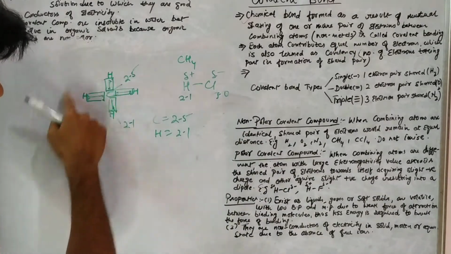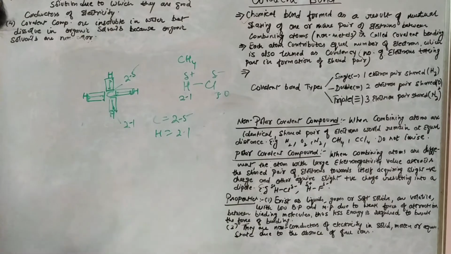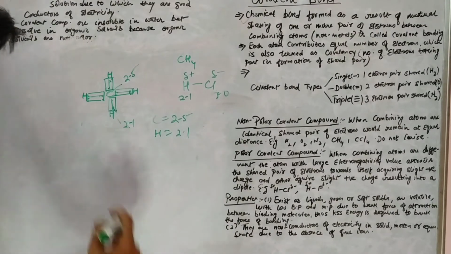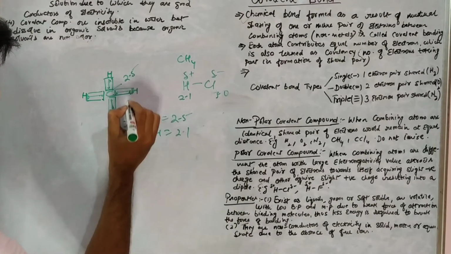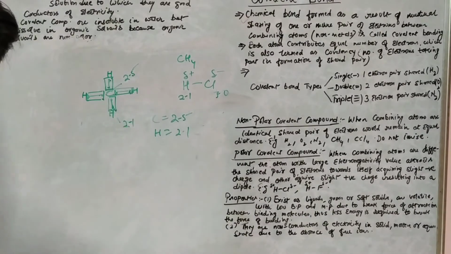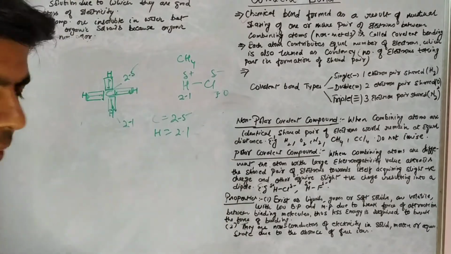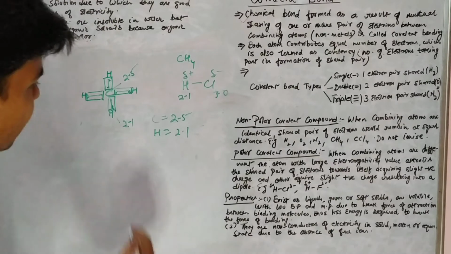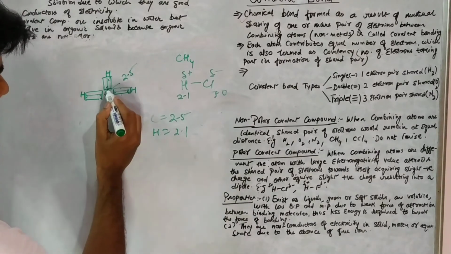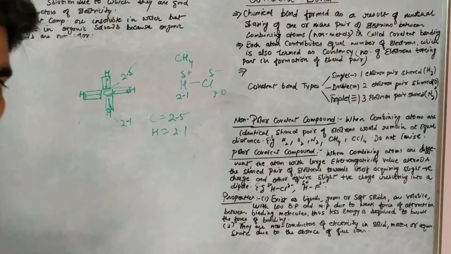But in the case of methane, the electronegativity difference between carbon and hydrogen is very low, right. Since the electronegativity difference is very low, the shared pair of electrons was not displaced towards the carbon atom. It remained almost in the middle, so no charges get developed between the carbon and hydrogen bond.